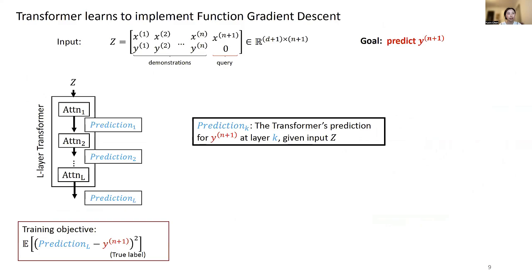So, what exactly does it mean to implement a gradient descent? On the left here, I show an L-layer transformer. The input to the transformer is a matrix of n demonstration xy pairs and a query xn plus 1. The goal is to predict yn plus 1. At each layer l, we can read out a prediction for yn plus 1. We will train the transformer by minimizing the error between the last layer's prediction and the true label.